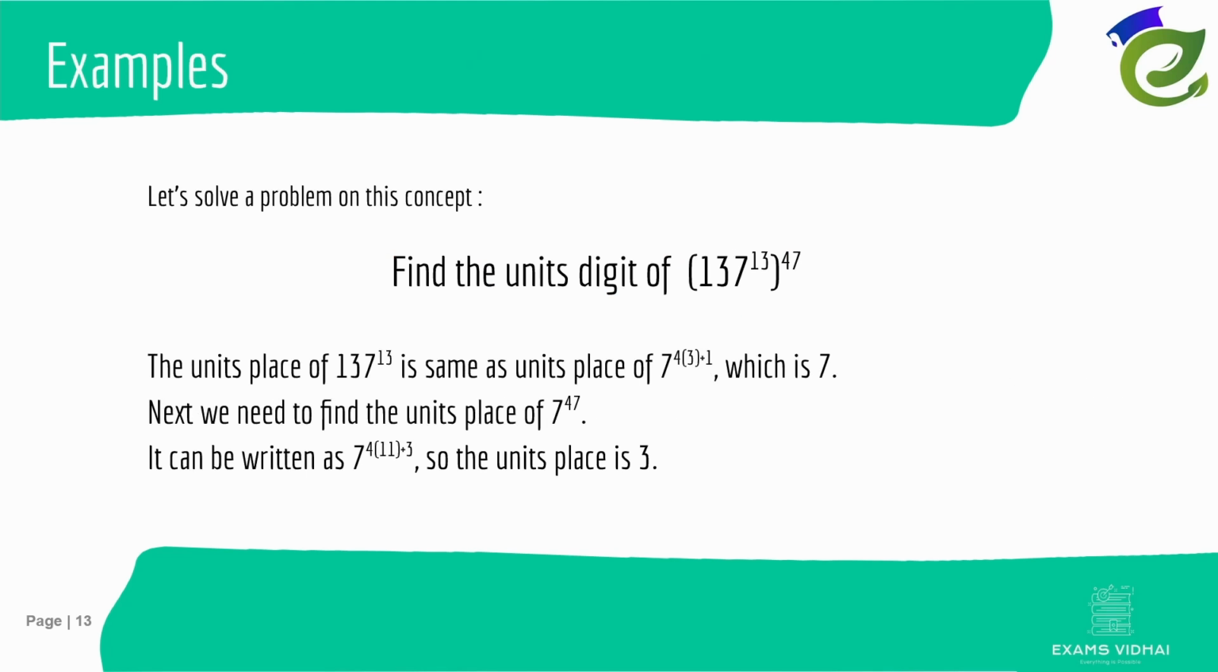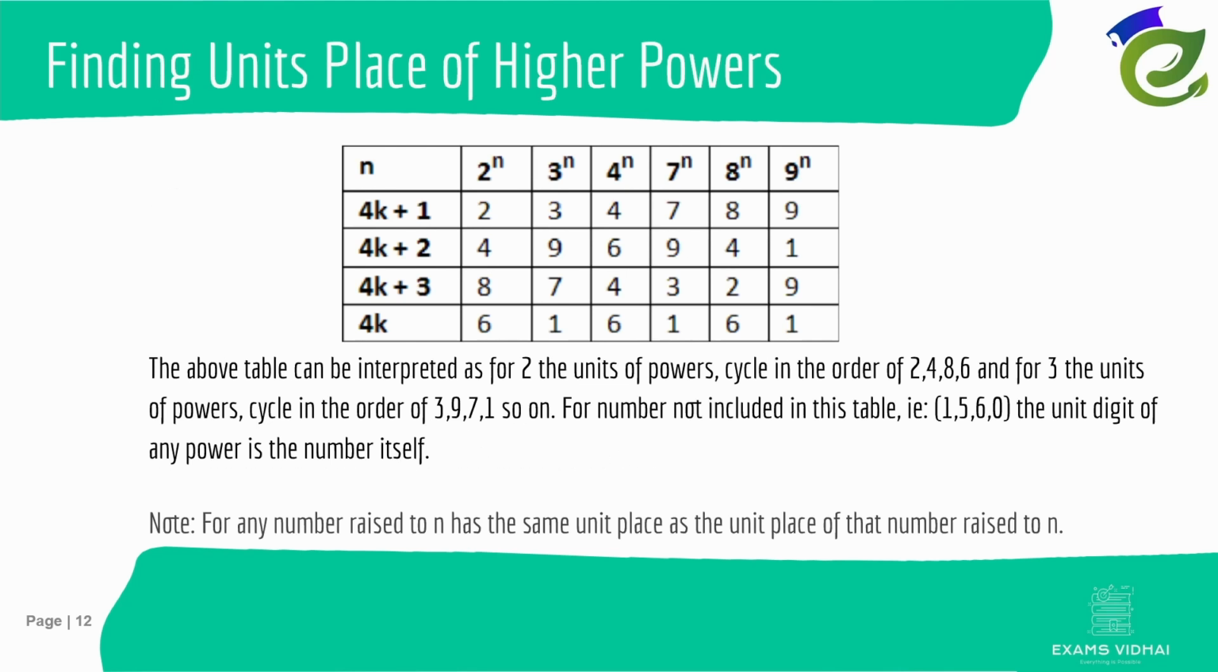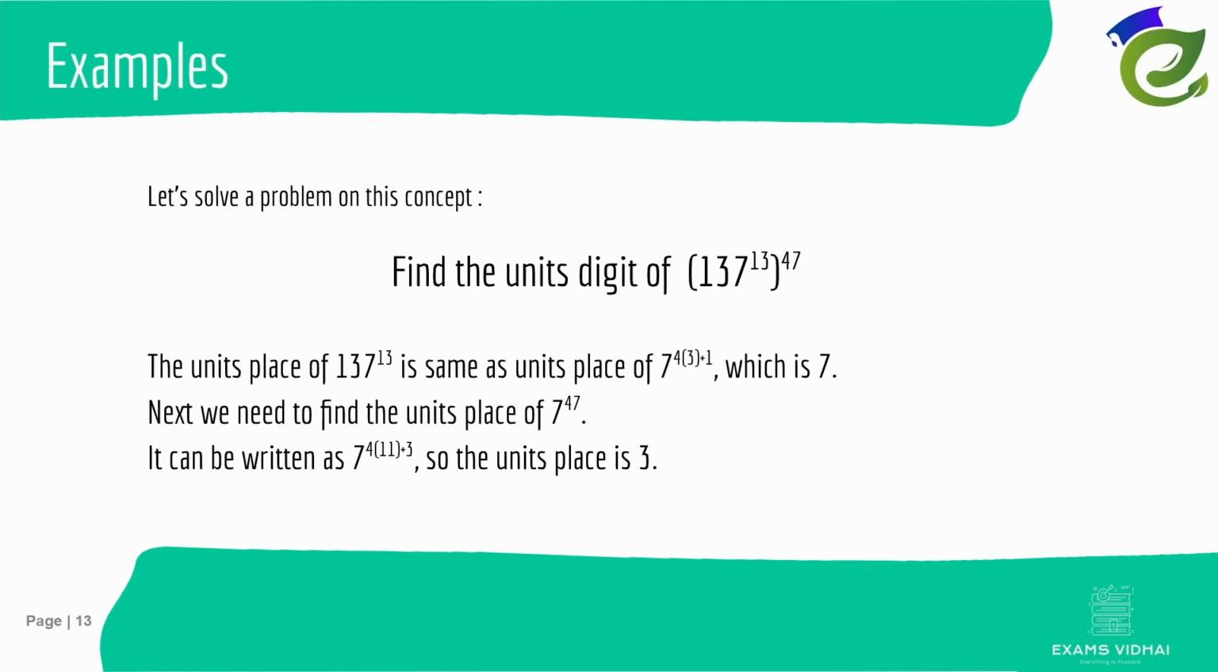As shown here, you need to find the units digit of 137 power 13, the whole raised to the power 47. Let's first find the units place of 137 power 13. It's the same as the units place of 7 power 13, and you can write 13 as 4 into 3 plus 1. As you can see on the table, if it is in the form of 4k plus 1, the units place would be 7. And that's what we have written here.